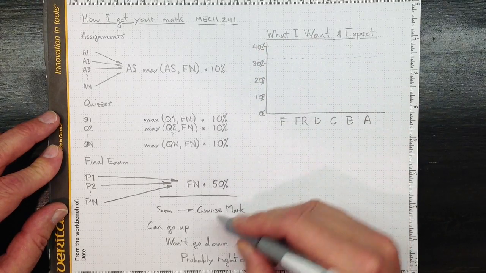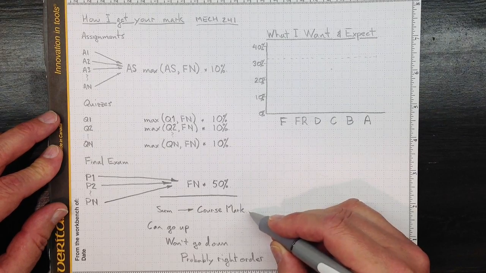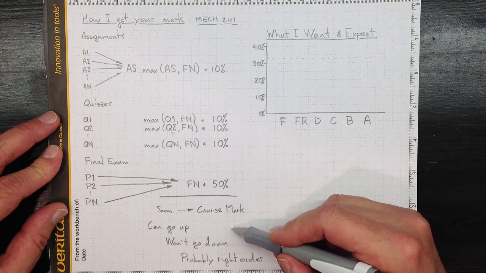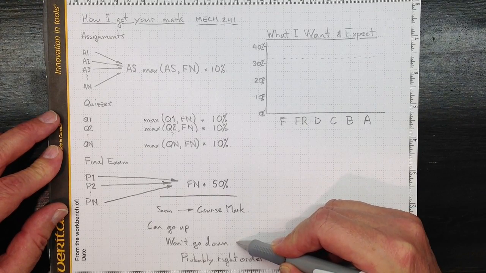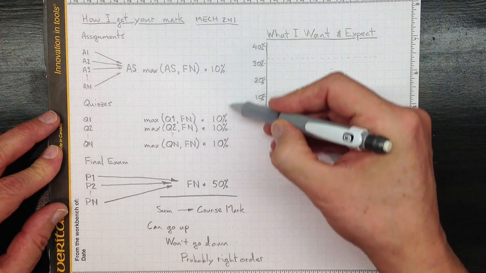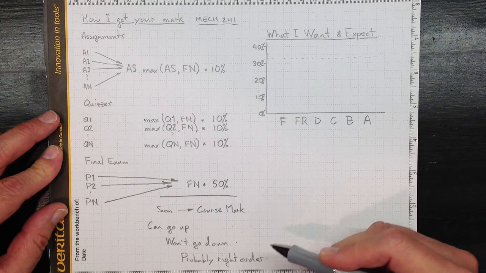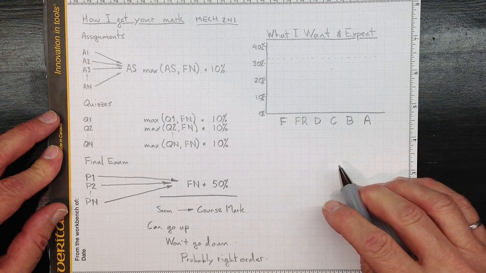I'll sum all of these up and I'll get a course mark. Now once I've got that mark, I've got a measure of how well you performed in the course, and I can certainly make that mark go up, and I'll guarantee you that I won't make that mark go down. And based on my experience, once I do this exercise, I've probably got all of you in the right order. So the people with the higher marks are the people who deserve to have the higher marks, and the people with the lower marks didn't do quite as well as the people with the higher marks.